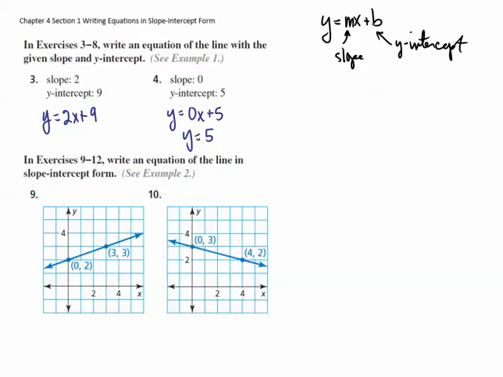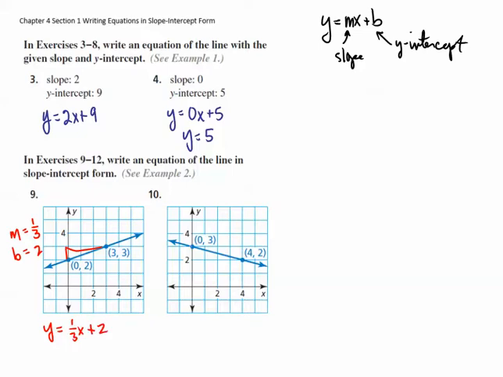What happens if we're given a graph? Well, the same thing. We first need to find a slope. In this case, up 1, right 3. So m is equal to 1 over 3. The y-intercept is 2. And so we have the equation y is equal to 1/3 x plus 2.